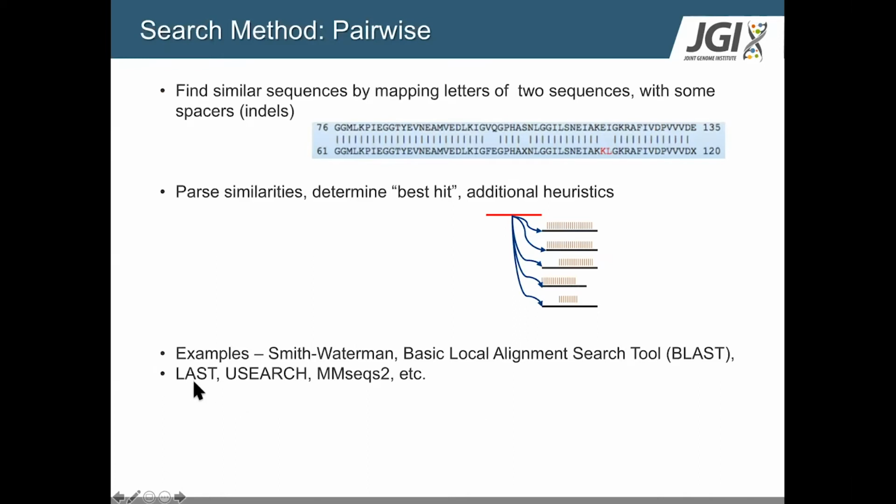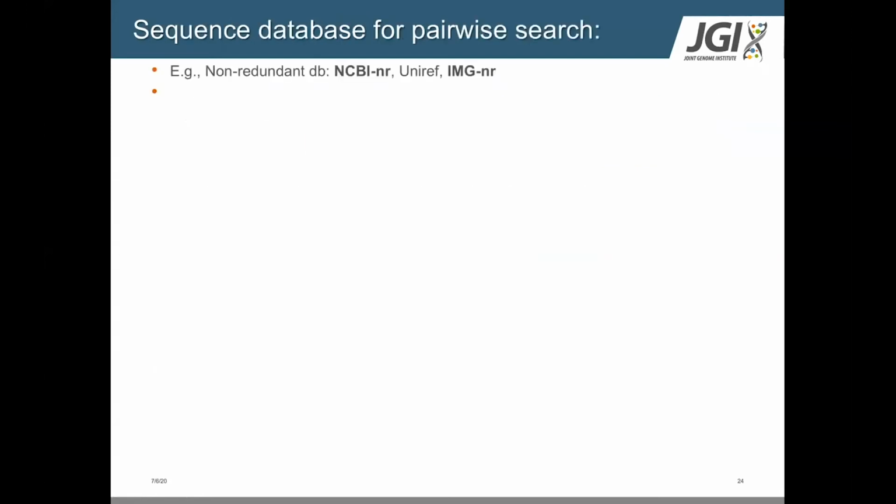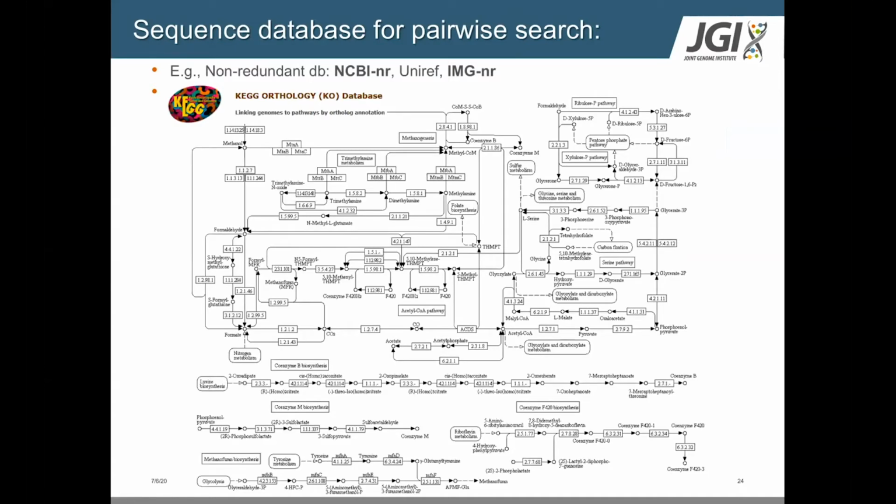But there are many other tools that are being developed. As the size of databases grow, there's always a trade-off between sensitivity and speed. And so some of these other tools that you may or may not have heard of try to solve that problem. And databases that you do pairwise searches against are obviously NCBI-NR. I'm sure everybody's been there at one point to run a BLAST job against their NR database. So within IMG, we also have an IMG-NR database that we do a pairwise search against. And as Dram already mentioned, we also do a search against the KEGG orthology database. So here's a pathway map for that.